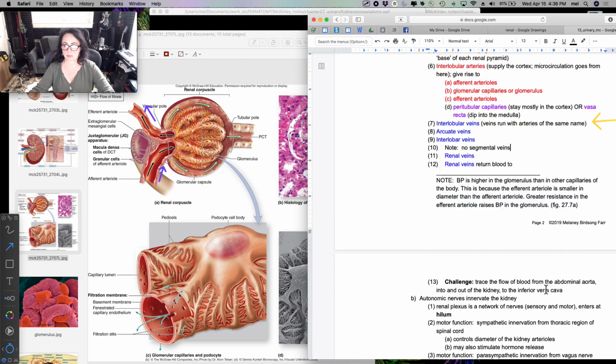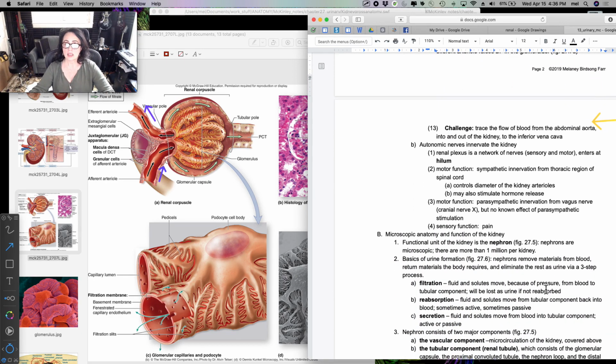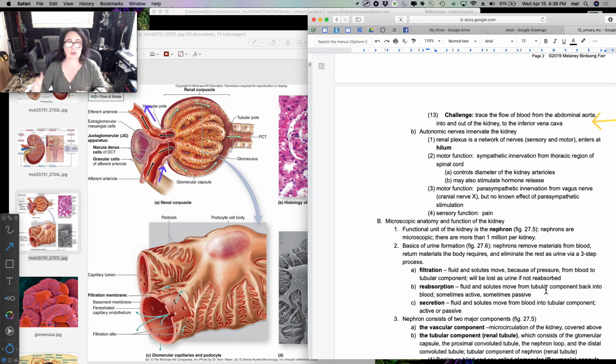So the challenge that I gave you guys in the notes, and I want you to write it out to practice it, is to trace the flow of blood from the abdominal aorta through the kidney. Do not go into the urine if I asked you to stay in the bloodstream. Take a red blood cell and take it from the abdominal aorta through the kidneys and then back into the inferior vena cava. Because on a good day, we shouldn't lose any red blood cells into our urine.